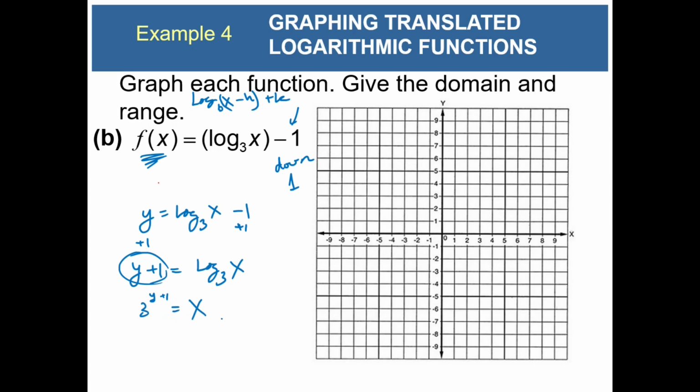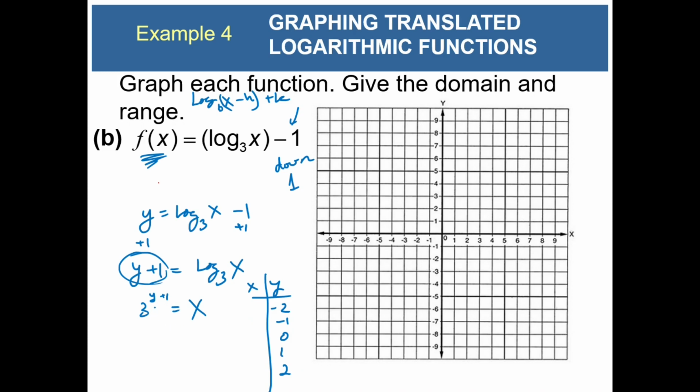And now we can make ourselves a table. And we'll pick some points for y, and then we'll evaluate the x. So let's pick negative 2, negative 1, 0, 1, and 2 again.